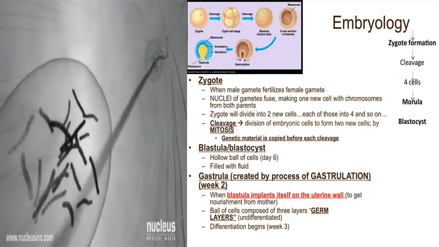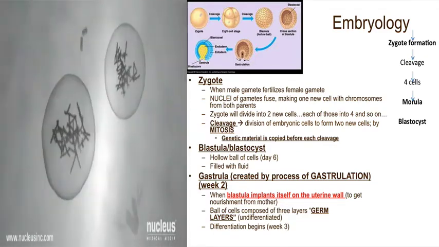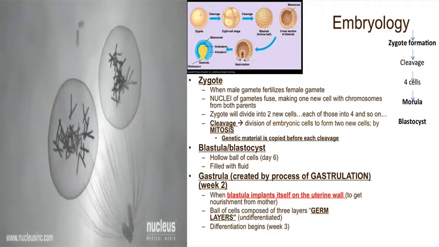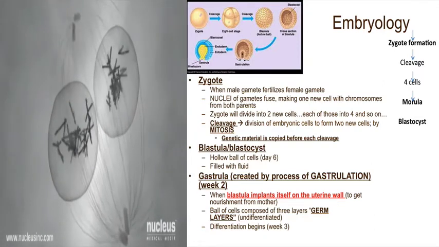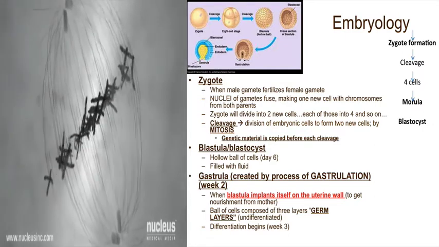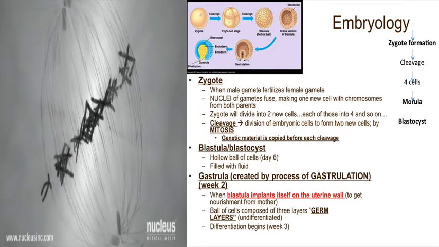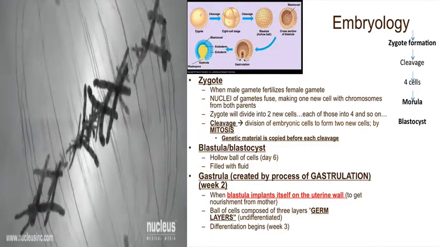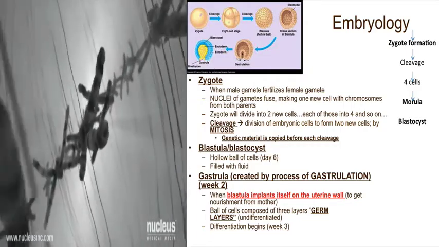We know that when the male and the female gamete came together in the fallopian tubes, that process was called fertilization. And when the nucleus of the male gamete and the nucleus of the female gamete came together, they created a zygote that had 46 chromosomes, literally 23 chromosomes from the mom and 23 chromosomes from the dad.